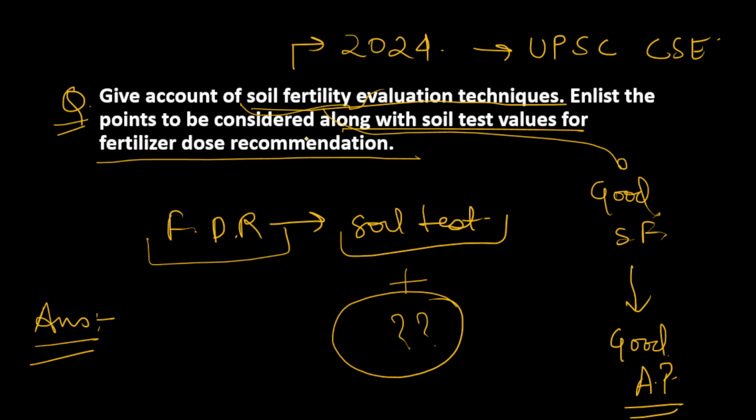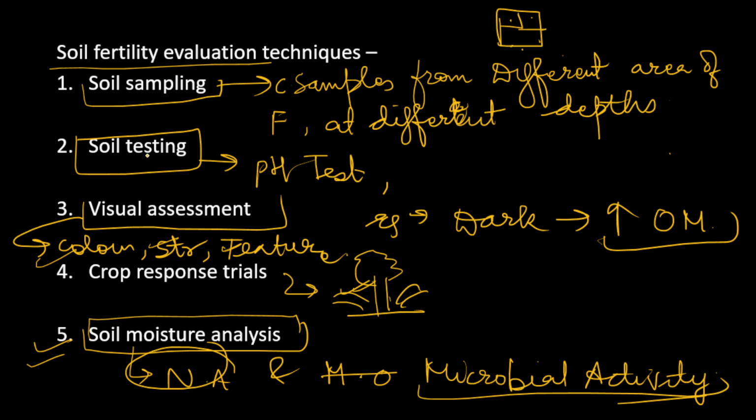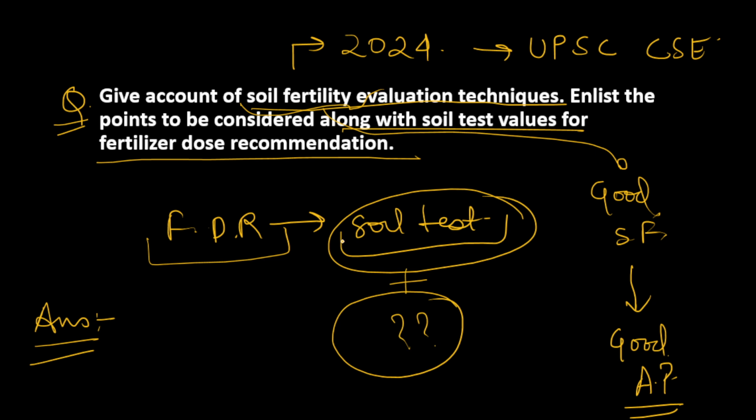list the points to be considered along with soil test values for fertilizer dose recommendation. Obviously, for fertilizer dose recommendation, we will take soil test values, which could be obtained through these processes. For example, in soil testing we will take pH test and nutrient analysis tests. All of these values will be used in fertilizer dose recommendation. But along with those values, there are other things also which are used in fertilizer dose recommendation.